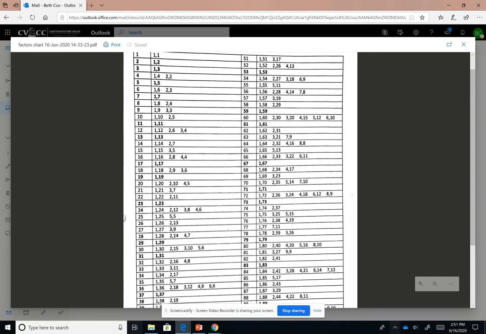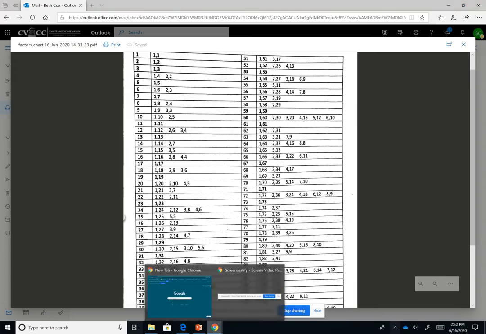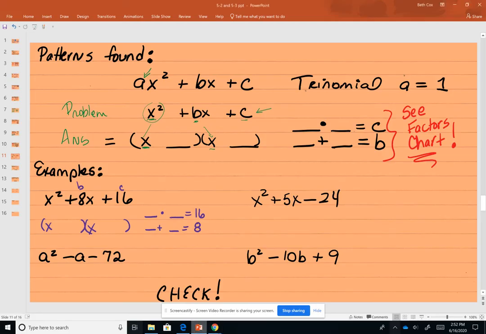And so our numbers are going to be 4 and 4 because 4 times 4 gives me 16 and 4 plus 4 gives me 8. And that's a positive 4 times a positive 4 gives me a positive 16 and a positive 4 plus a positive 4. So that's the answer. Now I can check this by FOIL. I can just multiply it back out and I'll get what I answered. X times x is x squared. Plus 4x and plus 4x, which is 8x. And I can check it.